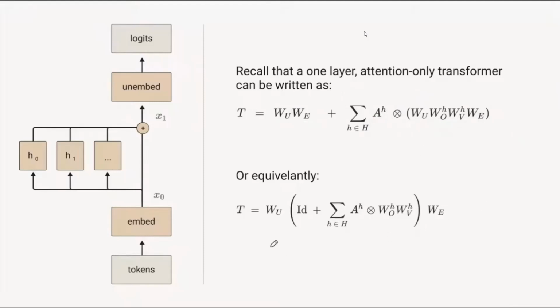Another way we could write that is in a factored form. The first thing you do is multiply by WE, to embed, then we apply the attention heads, and there's the identity path as well, and then finally we do the unembedding. Once you've done that, it's pretty easy to generalize to a larger model, or a model with more attention layers. We're just going to have multiple copies of this term, basically.